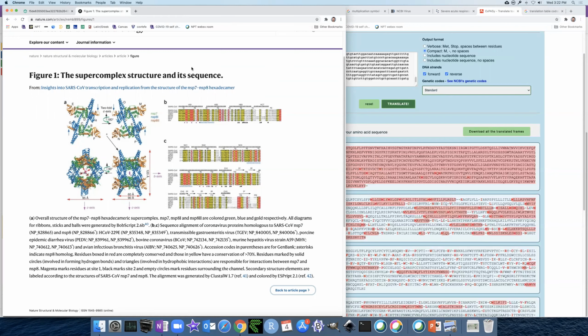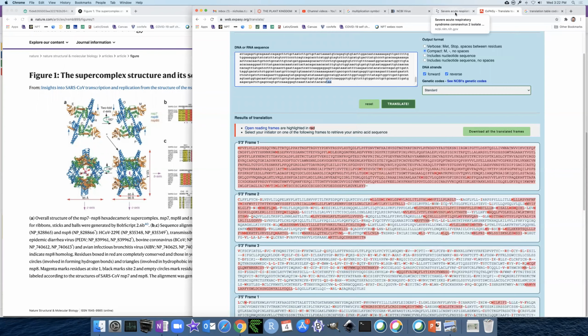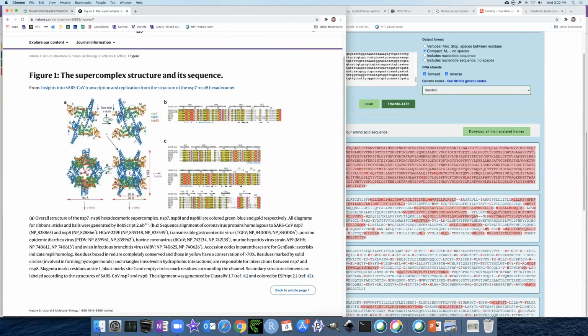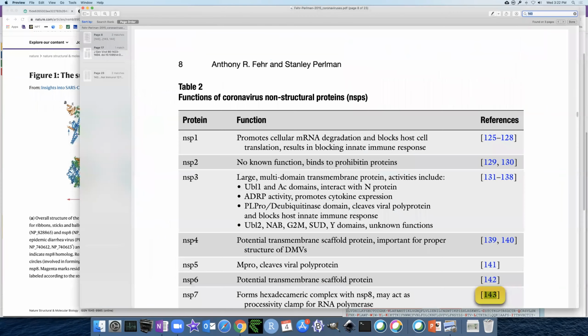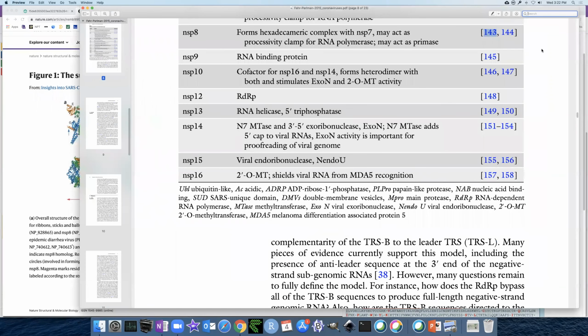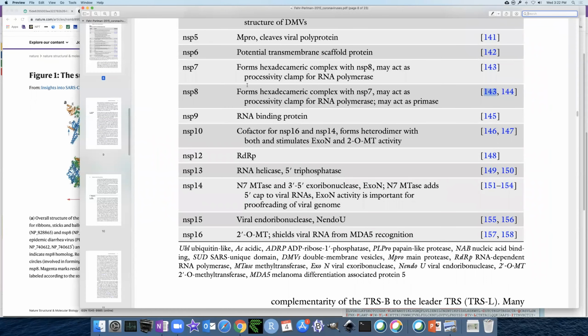And the gene sequences for those, the nucleotide sequences, contain the instructions for making the proteins that then merge together, and then ultimately this thing has the function that was described over here on 43. Go back, there it is. So processivity clamp for RNA polymerase may act as primase. So it's an enzyme that has some function that, as of this writing, was not completely worked out. So it's a big world out there.